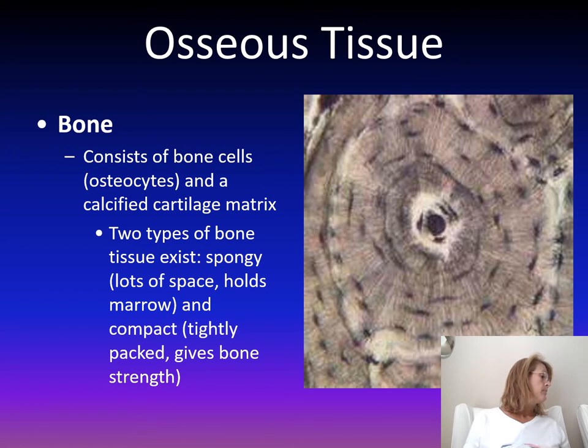It does talk about bone on page 10 in your coloring book. In the case of osseous tissue, this is a picture of bone. It forms a very, very specific pattern, what's called a bullseye pattern. Actual bone cells are called osteocytes.